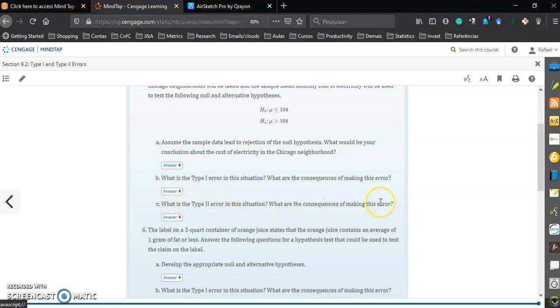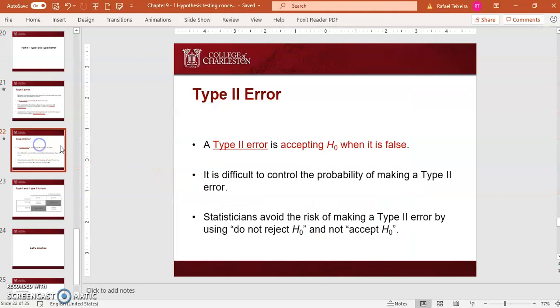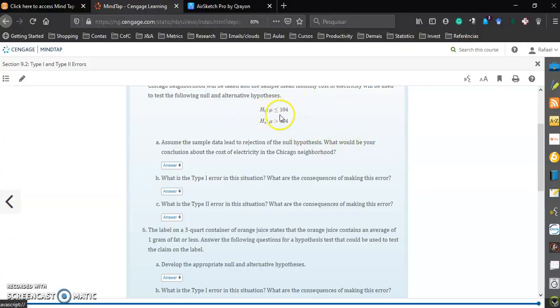Okay, so what is the type 2 error in this situation? What are the consequences of making this error? So the type 2 error is accepting the null when it's false. In this case, we are not accepting the null, so we don't have a type 2 error here. Because we rejected, we can only have a type 1 error. But assuming we accepted the null, but the null is false, this means that we would accept that the mean cost is less than 104 when it's not. Okay, so let's take a look.